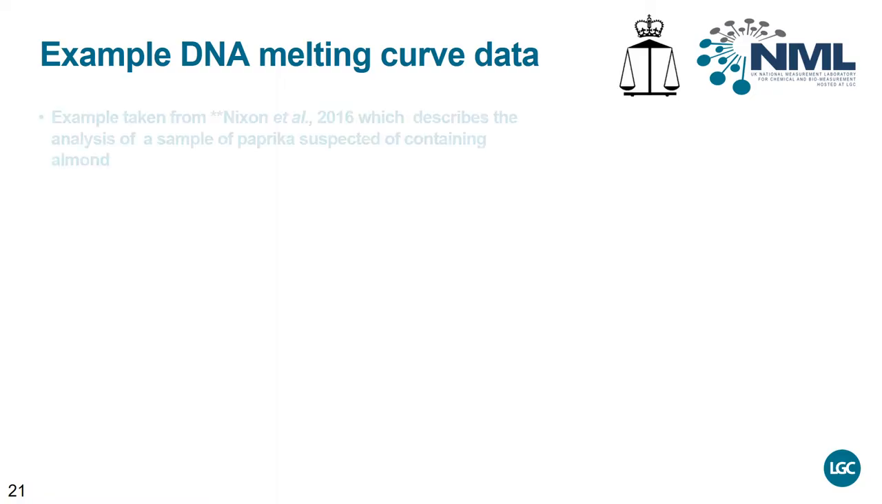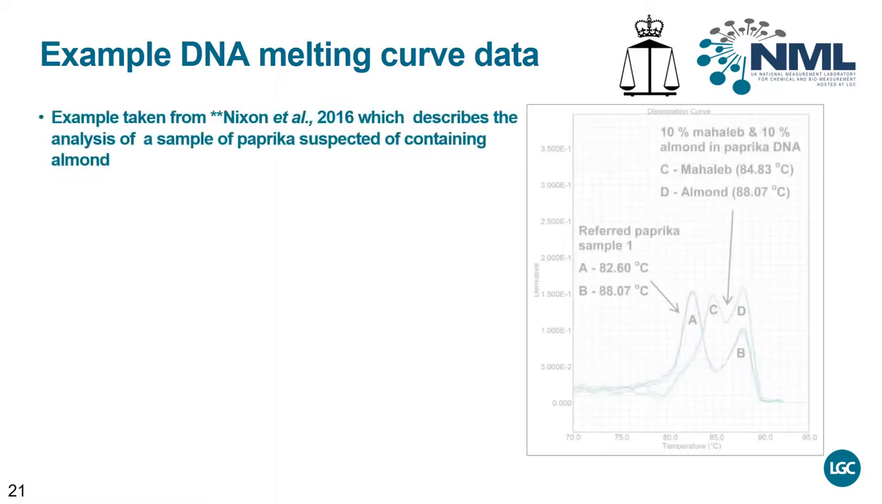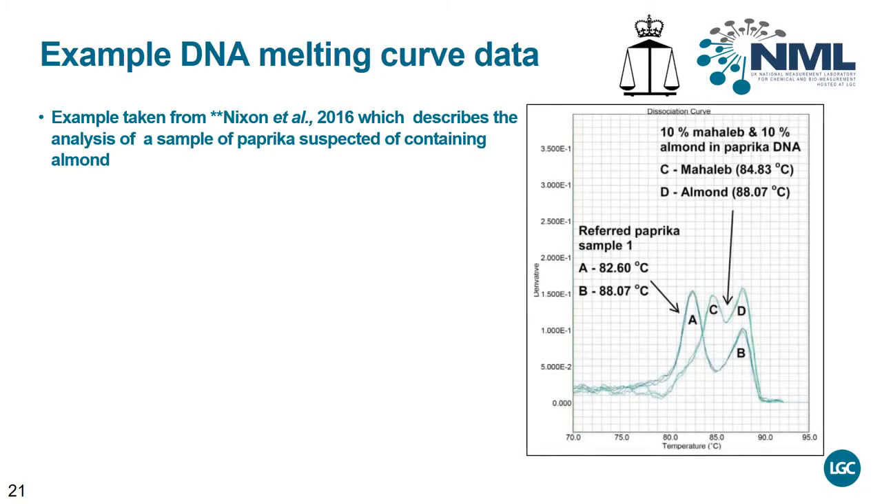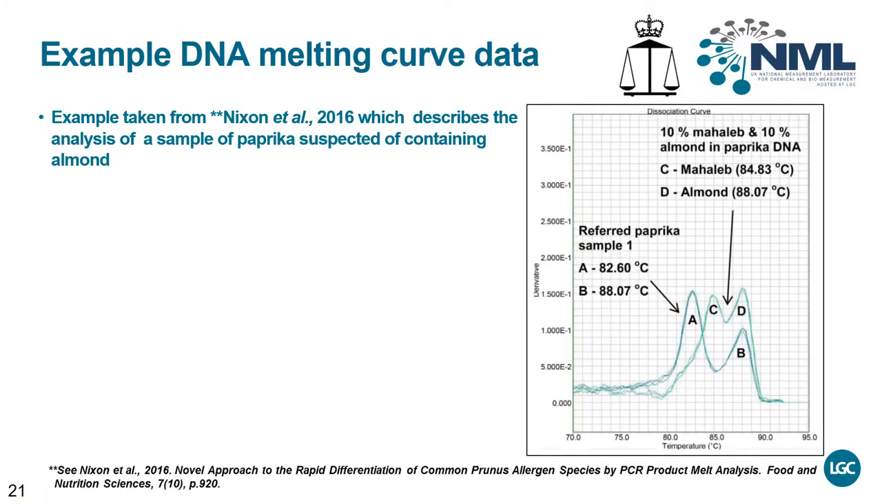An example of a DNA melting curve analysis performed for food authenticity testing, from the publication of Nixon et al. 2016, is illustrated here. The referred sample was a paprika spice, which was suspected of being contaminated with almond, an allergenic species of the genus Prunus.